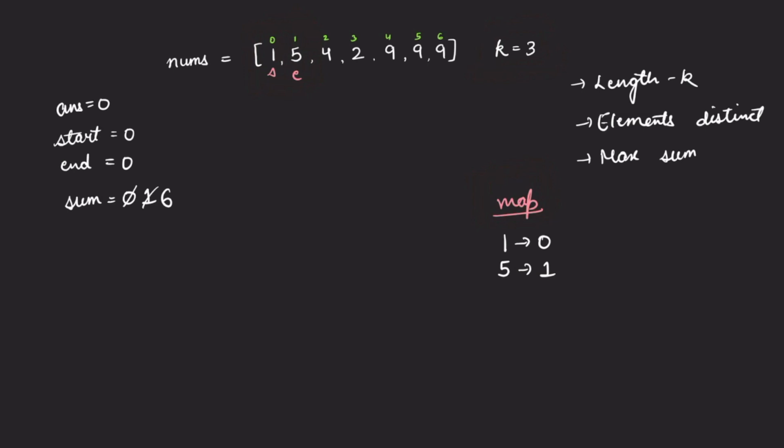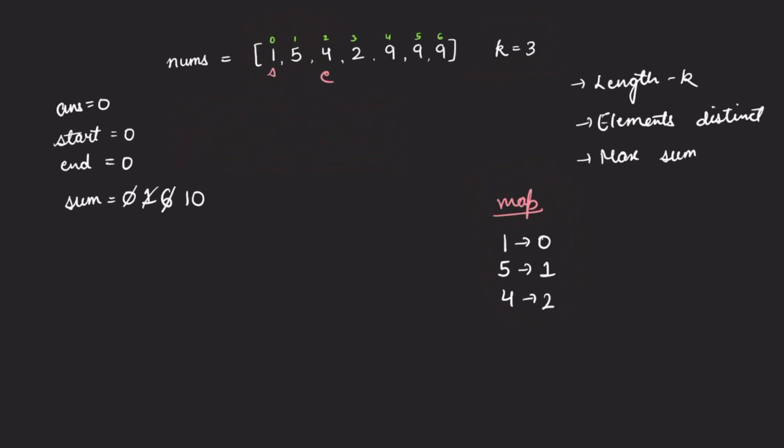And how are you calculating the length? With these two indexes. So your length will be end minus start plus 1, right? So now we are moving our end forward. So end will come here. Now you will check whether we can consider this 4 or not. This is not present in the map, so we can consider this. So in the map, we will update 4 to 2 and the sum will now become 10, right?